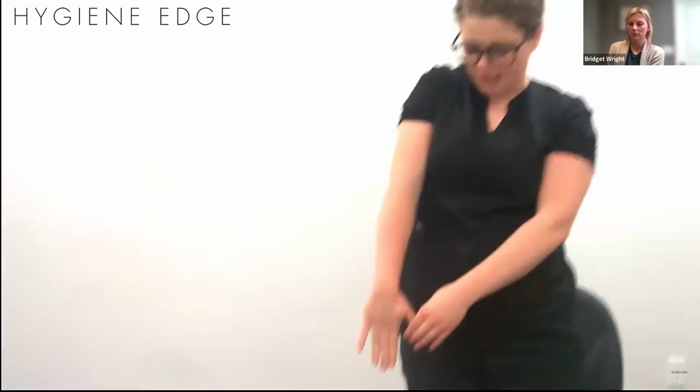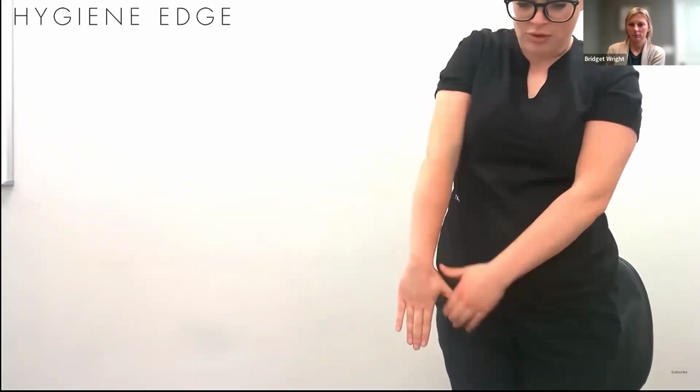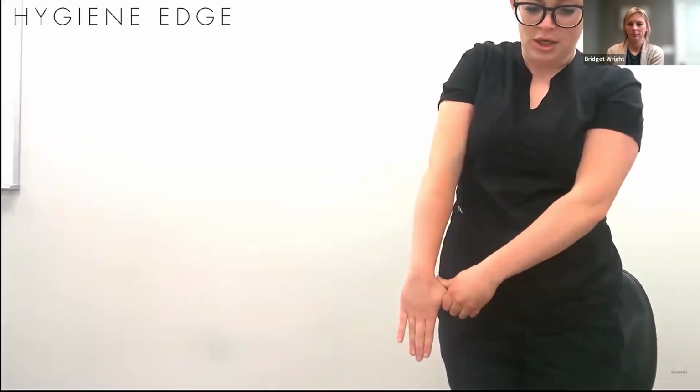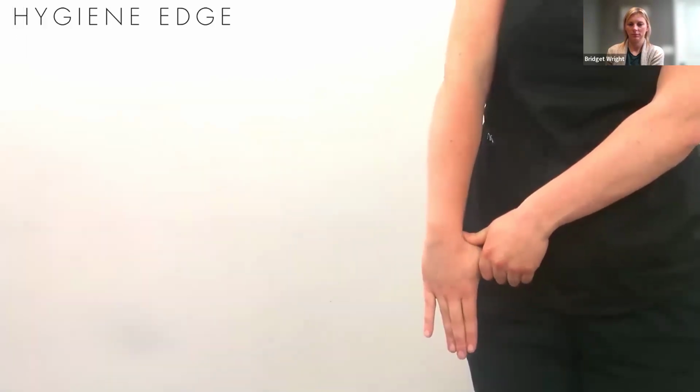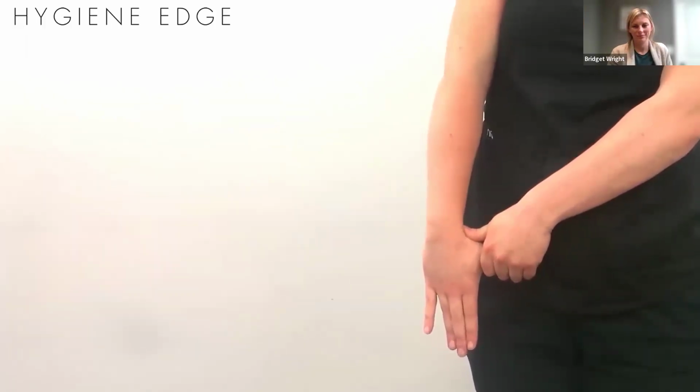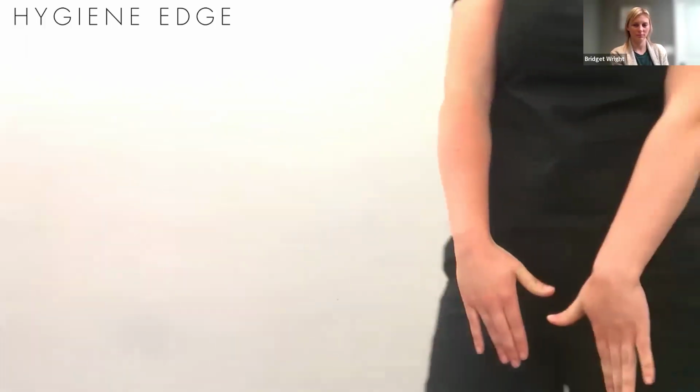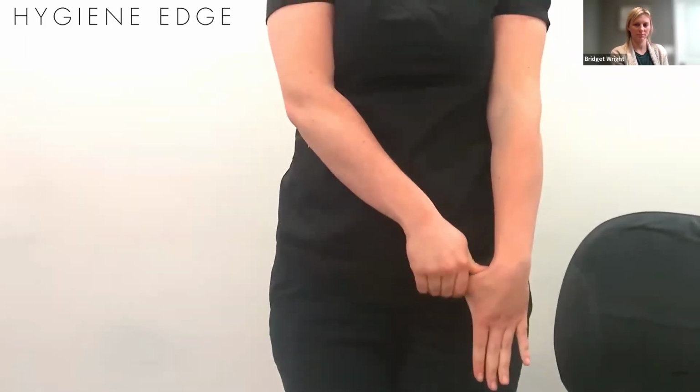You're gonna put your hand straight down and you'll use your opposite hand to pull your thumb towards your head. And you're gonna hold that for 8 seconds and repeat it 2 times. Make sure you do it on the opposite side.